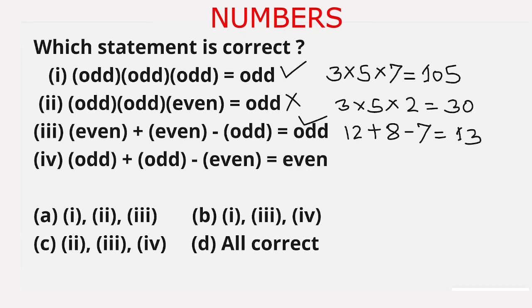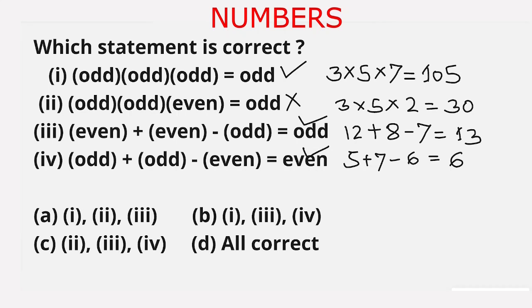Now statement 4, odd plus odd minus even equal to even. So we take 5 which is odd, plus 7 which is odd, minus 6 which is even. This is equal to 7 plus 5 minus 6, or 12 minus 6 is 6, which is even. So statement 4 is also correct.